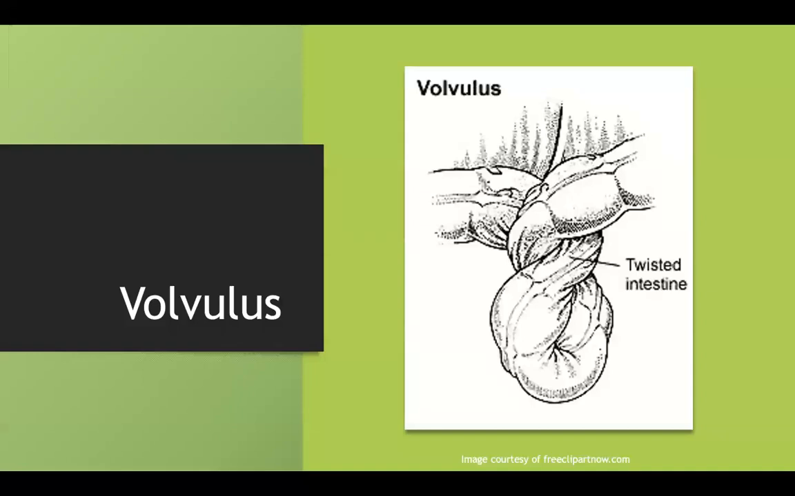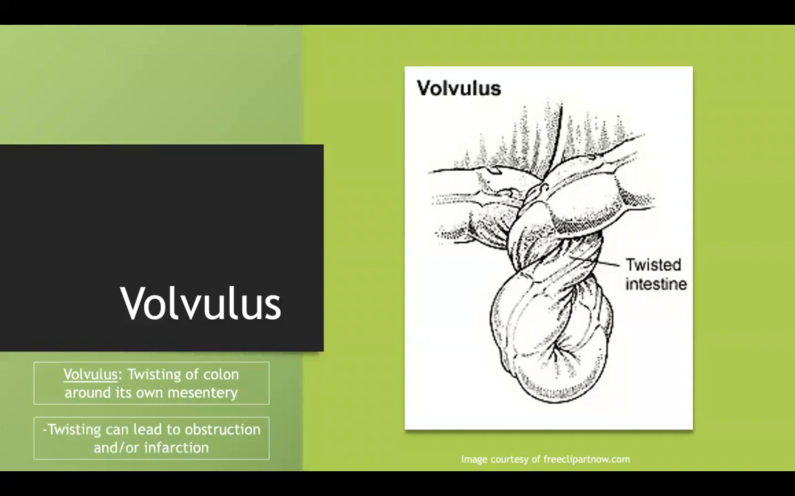So here you can see a twisted segment around its mesentery. You can imagine that if a stool's trying to get in here, it could get obstructed. And also remember that the blood supply is coming in here. And if you're twisting that blood supply, you can also get infarction of this region due to hypoperfusion.